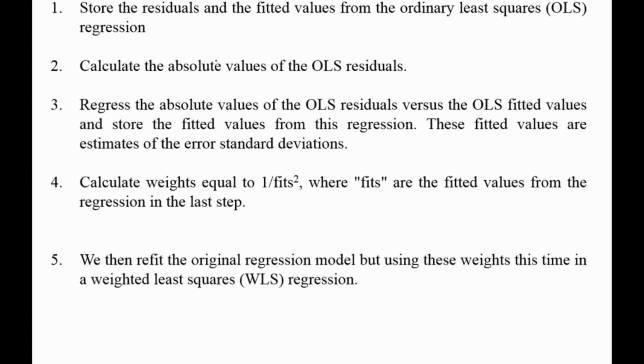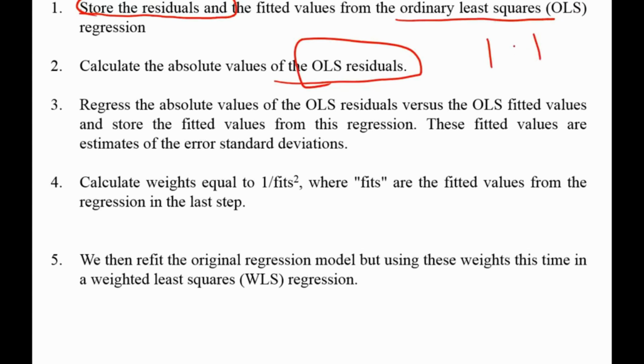There are 5 steps to be followed. First, store the residuals and the fitted values from the ordinary least square. So start with OLS, the way we have done in the previous slide, do the estimation using ordinary least square and store the residuals in some variable. Then calculate the absolute values of the ordinary least square residuals. How do you do that? Just take the modulus, right? You can always find the absolute value. It may not be negative values all the time, because a negative value doesn't mean anything. It's just the difference, so it has to always be a positive one. So take the modulus of all the residuals.